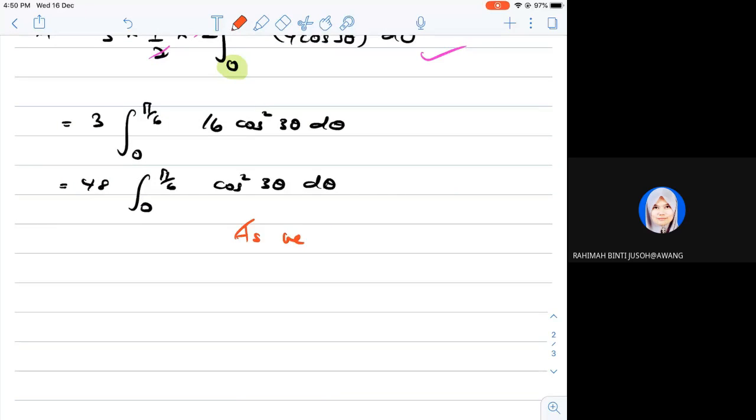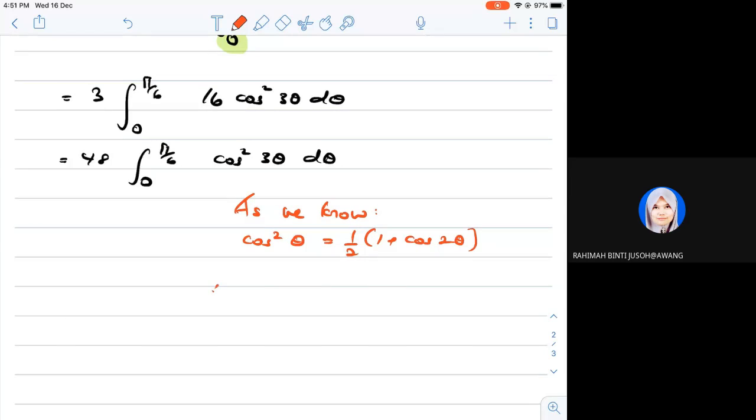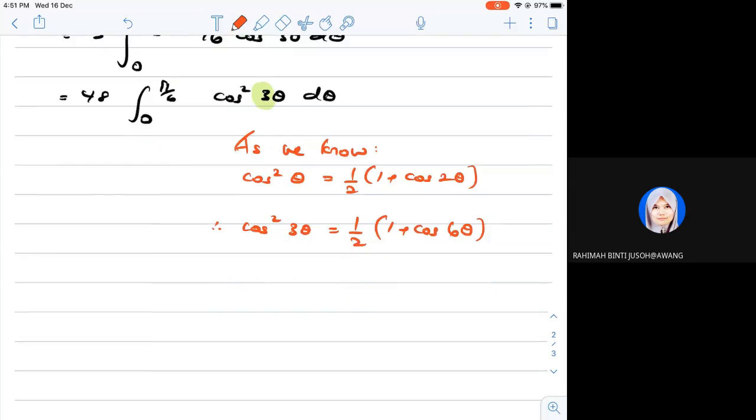Okay, as we know, if we have cos squared theta, then this is equivalent to 1 over 2, 1 plus cos 2 theta. Therefore, in this case, our angle is 3 theta. So cos squared 3 theta is equivalent to 1 over 2, 1 plus cos 2 times 3, which is 6 theta. So we have to substitute cos squared 3 theta with this.